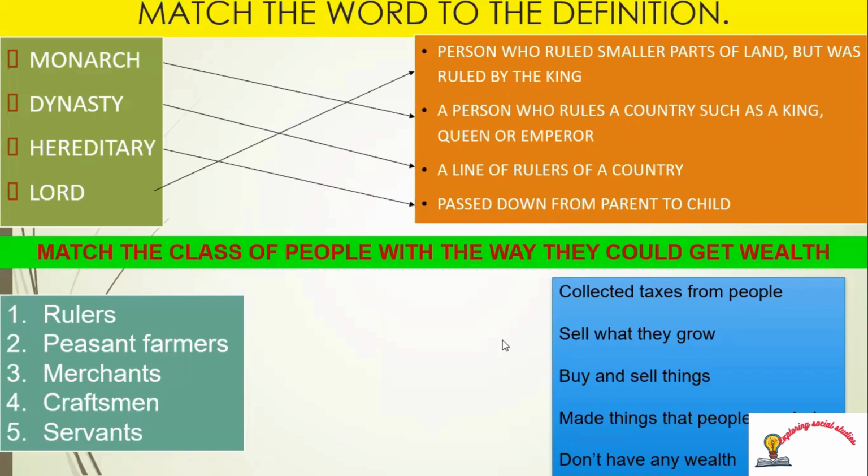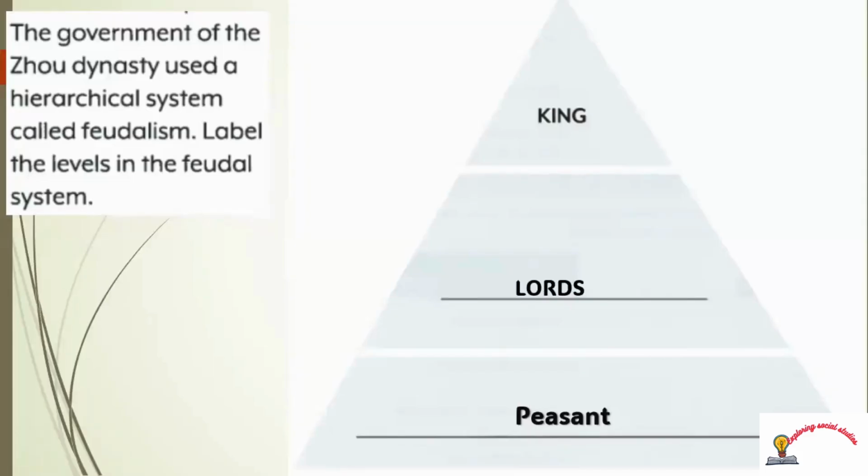Peasant farmers sell what they grow. Merchants buy and sell things. Craftsmen made things that people needed. Servants don't have any wealth. The government of the Zhou dynasty used a hierarchical system called the feudal system. That is king, lords, and peasants.